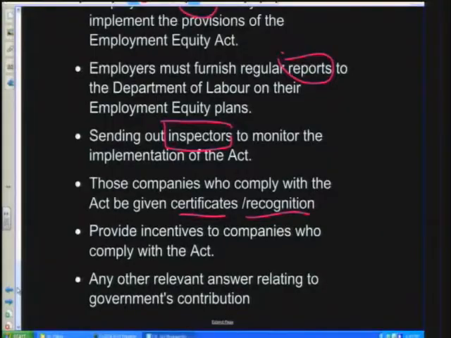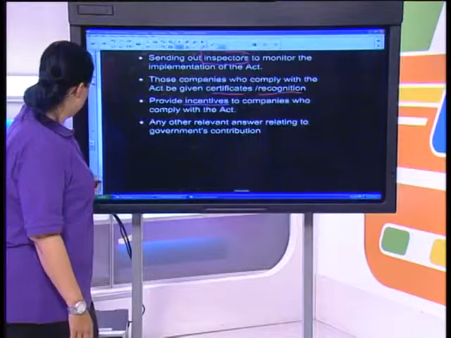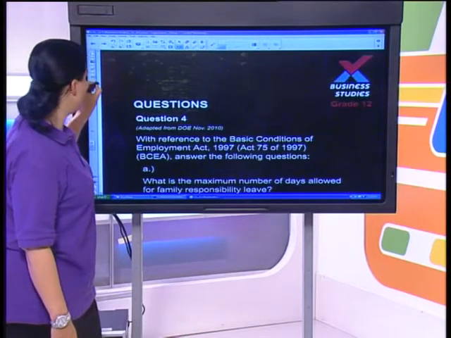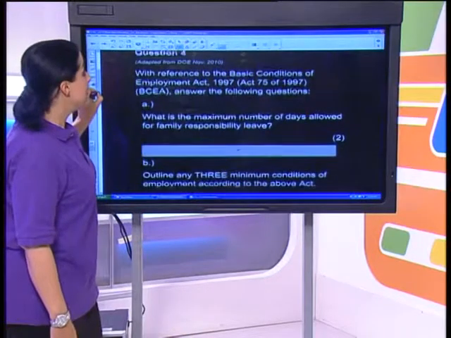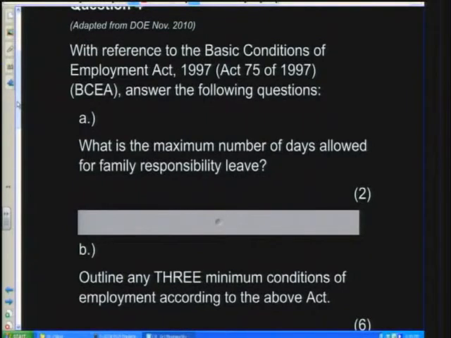Our next one says, provide incentives to the companies who comply with this. And then also, I said to you guys, any other relevant answer, because it's your question. You can tell me how government can implement this successfully. We're carrying on. Question 4. With reference to the Basic Conditions of Employment Act, remember I told you the basic conditions that the employer needs to adhere to. So this is the act that we're talking about now.